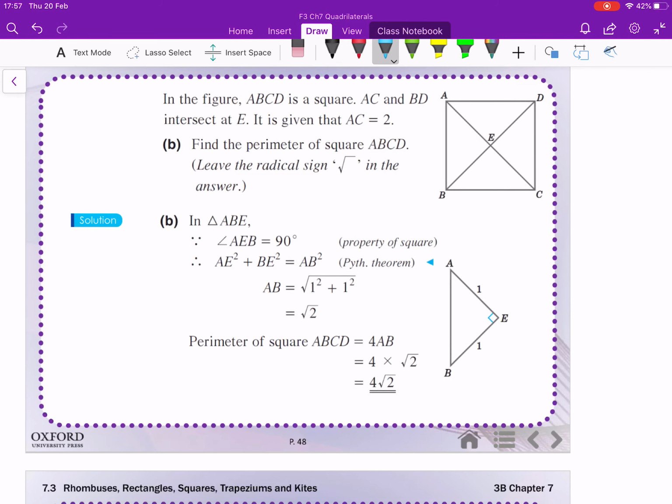Part B, find the perimeter of the square. You may leave the radical sign in the answer, so you can expect maybe you have to use Pythagoras theorem. This is the reason why maybe you have the radical sign, right? Okay, so AC equals 2 here. This is 2 again. And you can say that we have some right angle triangle, so Pythagoras theorem again. The length of AB equals the length of BC.